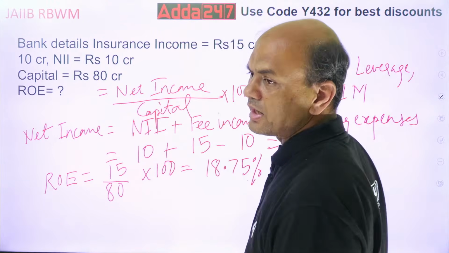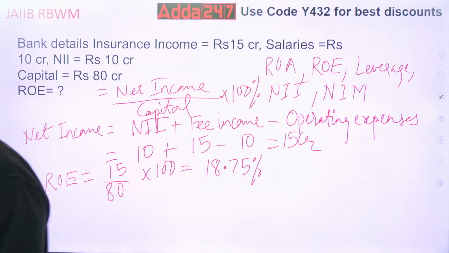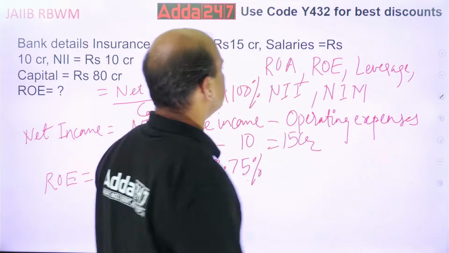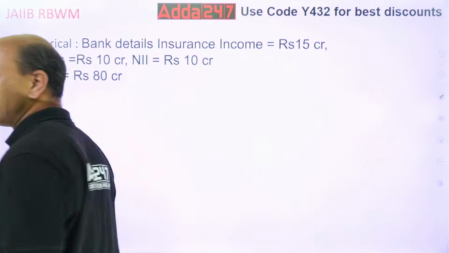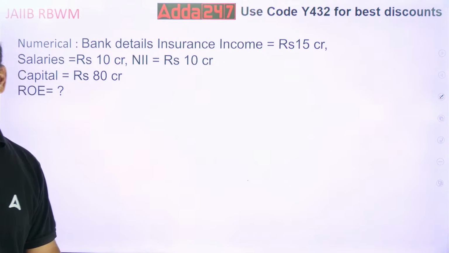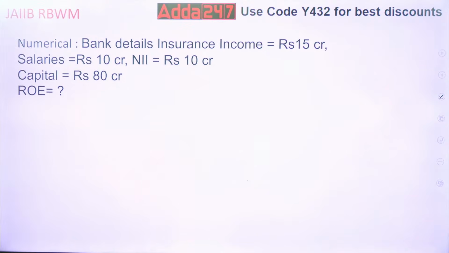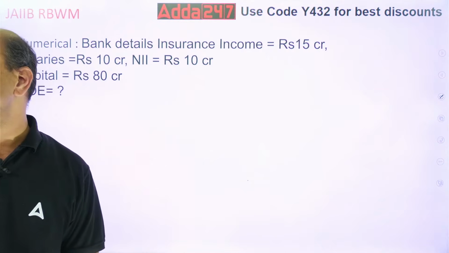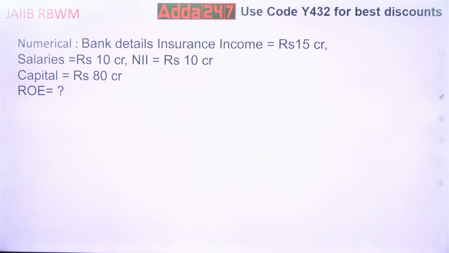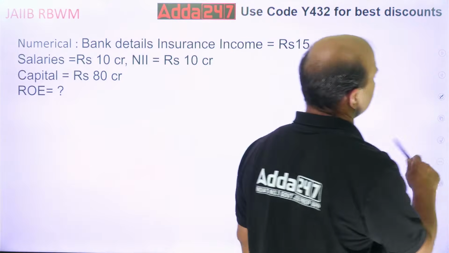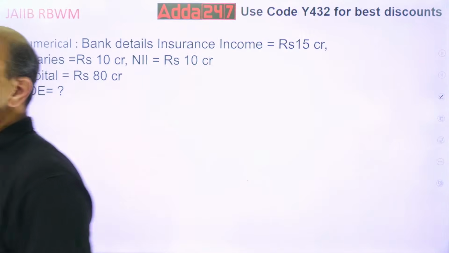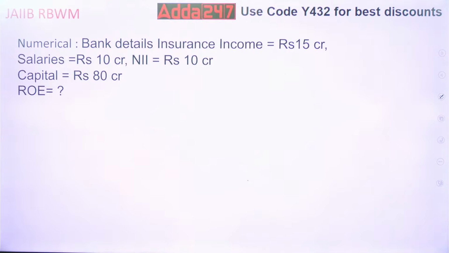See, what is the formula for ROE? Let me see if anyone is trying or not. By now, you all should be able to do it. Let me first see whether you are doing it. I have the answer, not an issue. ROE. What is the formula for ROE? Anyone? ROE equals net income upon capital. Okay, let me show you the answer. How many of you have tried this? How many of you have got the answer?